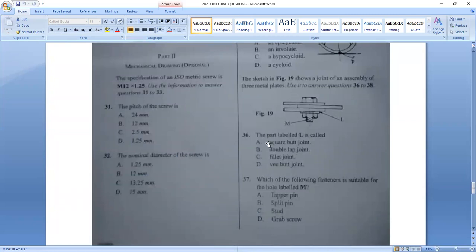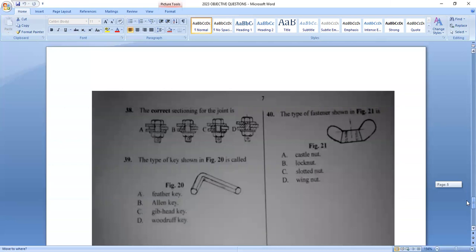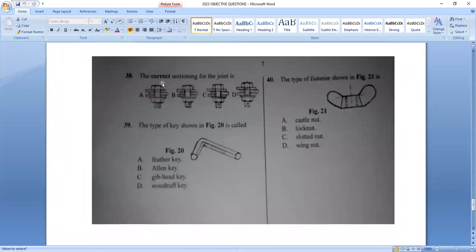So here we have question 36 that says that the part labeled L is called double lap joint. And question 37, which of the following fasteners is suitable for the hole labeled M? So we use split pin for that. That is option B. Then question 38, the correct sectioning for the joint, looking at all the options that we have here. What I know about an assembly like this is that the three parts should be hashed in different directions. So option A is the answer to that question.